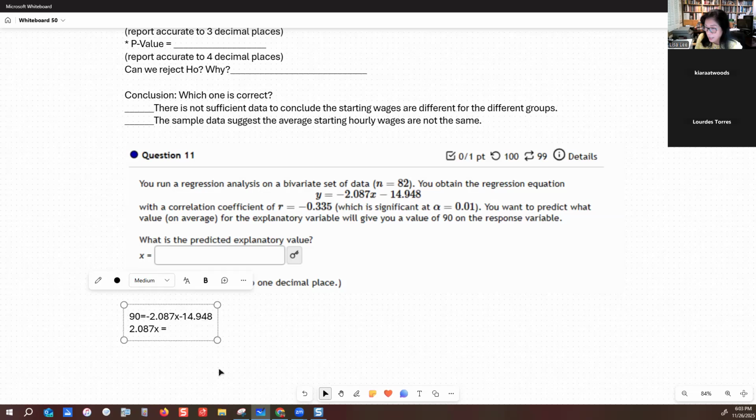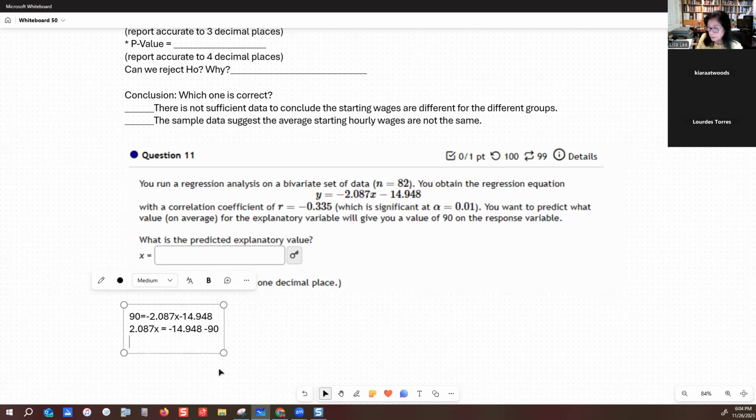And on the right-hand side, I will move the 90 to the right side together with the numerical number. On the right side, I already have that negative 14.948. So bring over that 90 to the right side. It's just adding a negative sign for 90, and you can bring it over. This is the shortcut way of solving equations in algebra.